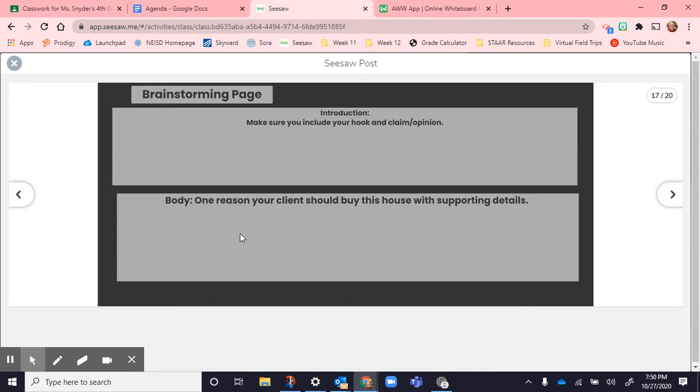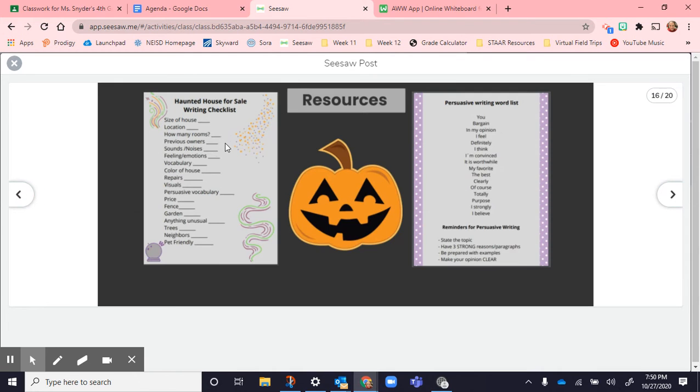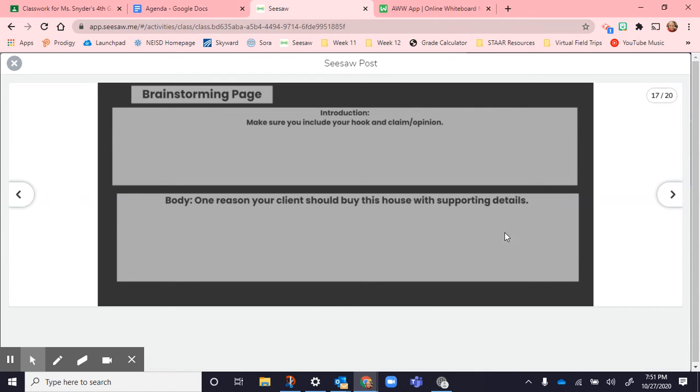All right, then we worked today on the body. So the body, one reason your client should buy this house with supporting details. So here you're going to give your reason of why they should buy it, just one, and then you want to expand. So there are some ideas here, like the number of rooms, previous owners, color of the house, garden, fence, price, things like that. So if you say that you should buy the house because it's very inexpensive, well, then you need to expand on that. You can't just say a reason and stop there and then go on to your next reason. You really want to grow that idea.